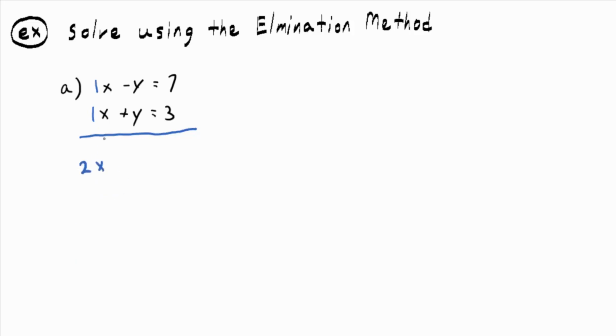So you get 2x is equal to 10. Negative y plus y makes 0. We've eliminated y. We get the simple equation, 2x equals 10. So what does x equal? Divide both sides by 2. x equals 5. Notice I didn't show my work on this one.